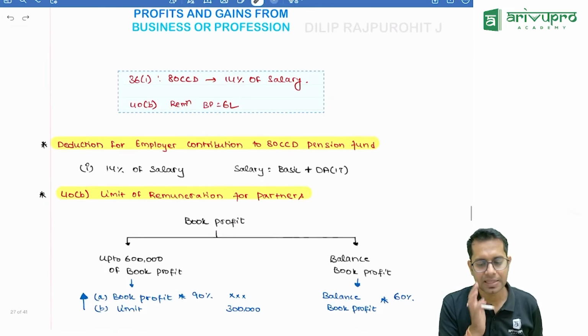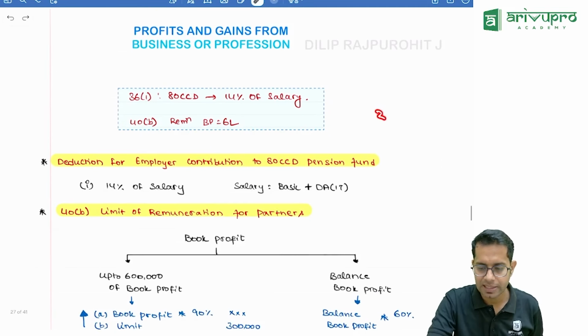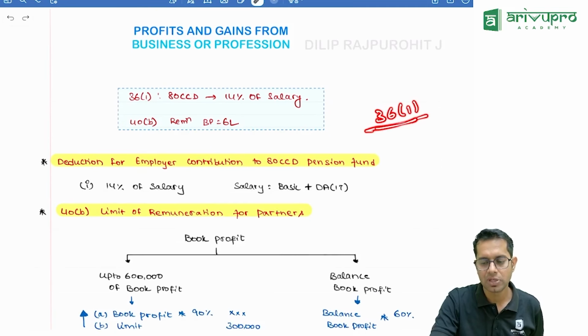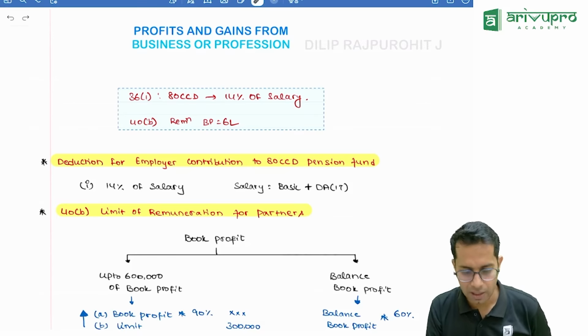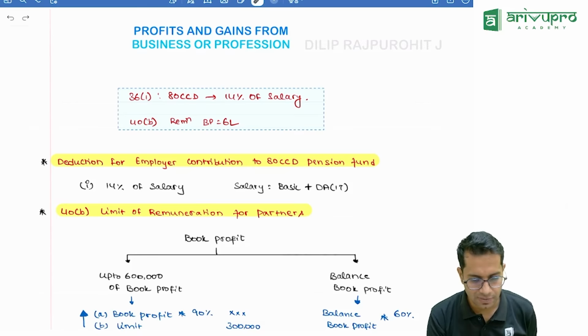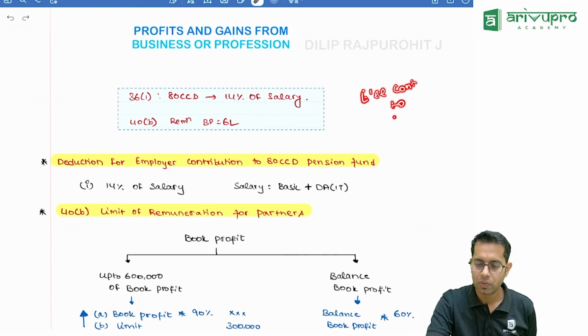Sir, in capital gain, are there any changes, sir? Only a small change is there in capital gain. If you remember, section 36(1) is there, which talks about admissible expenses, expenses which are specifically allowed to be taken by you. In these admissible expenses, we have studied one point called employee's contribution to what? Employee's contribution to 80CCD pension fund.